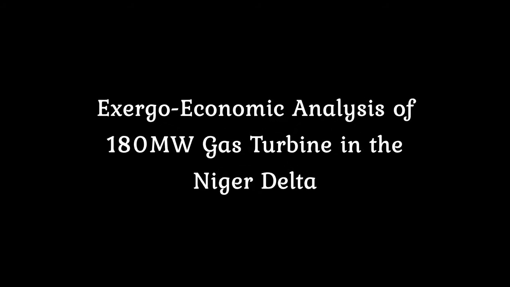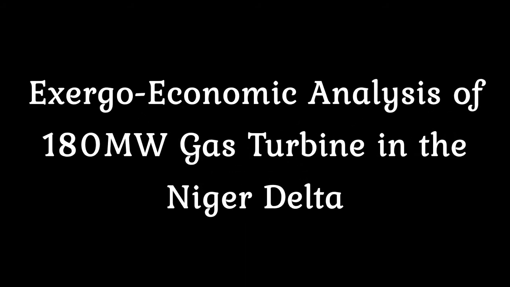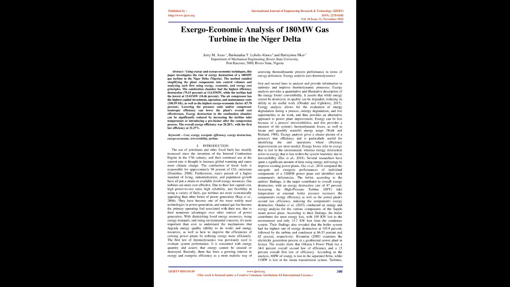Exergo-Economic analysis of a 180 MW gas turbine in the Niger Delta. Abstract: using Exergy and Exergo-Economic techniques, this paper investigates the rate of Exergy destruction of a 180 MW gas turbine in the Niger Delta, Nigeria. The method entailed simplifying the plant components into control volumes and analyzing each flow using Exergy-Economic and Exergy cost principles.